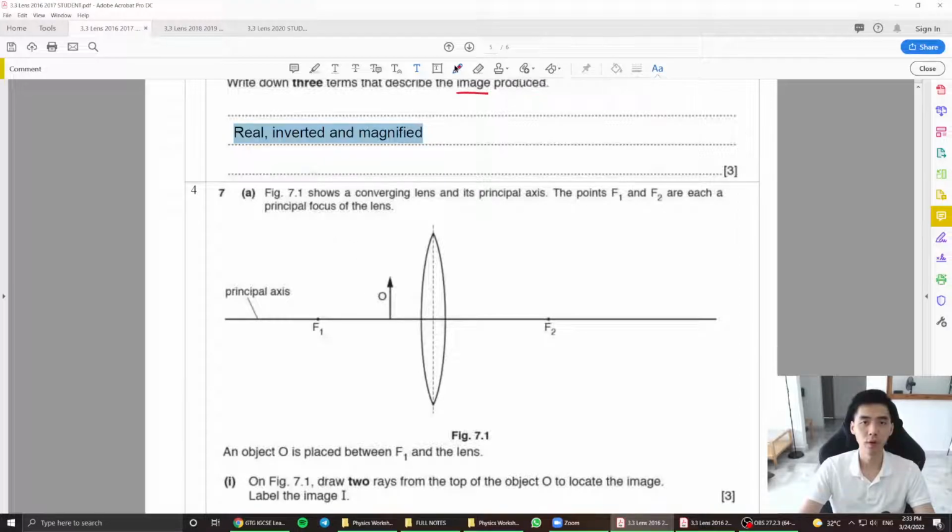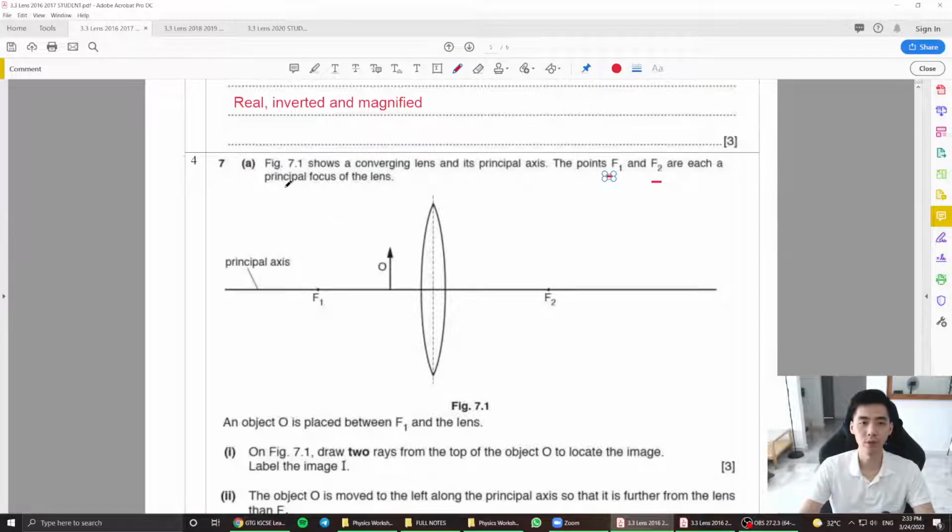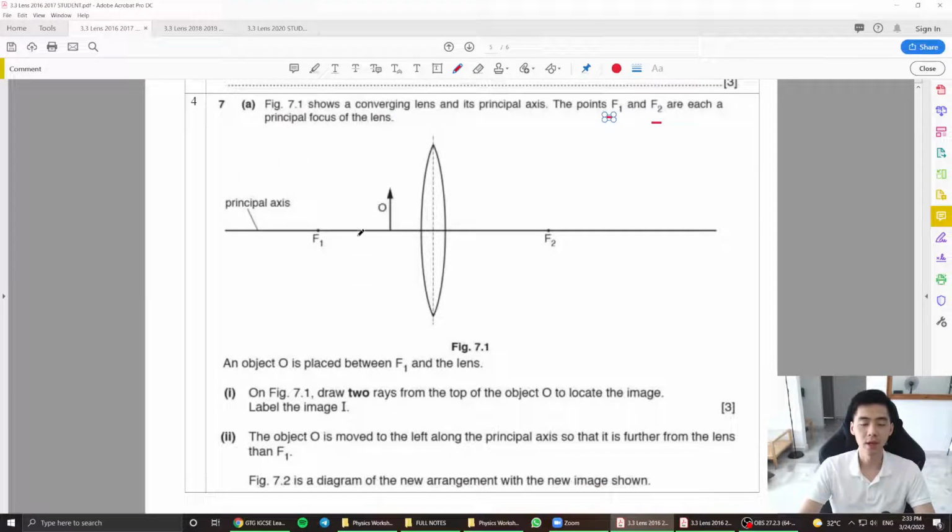Figure 7.1 shows a converging lens and its principal axis. Points F1 and F2 are each the principal focus of the lens. Yet again, I noticed that the object is placed in between the optical center and the focal point. I know for a fact that this is going to be a magnifying glass. On object O placed between F1 and the lens, figure 7.1, draw two rays from the top of object O to locate the image here.